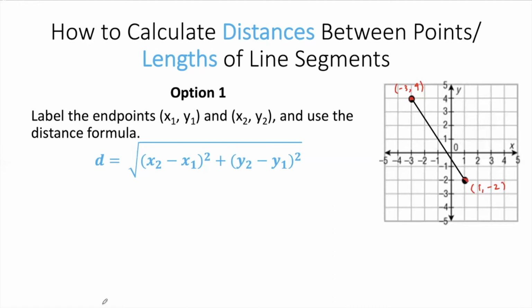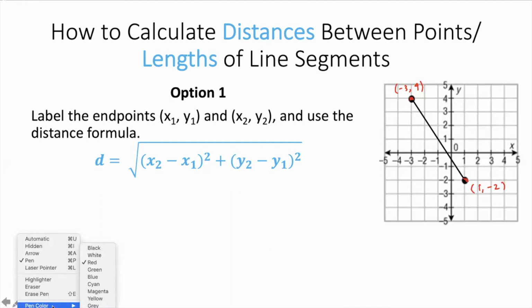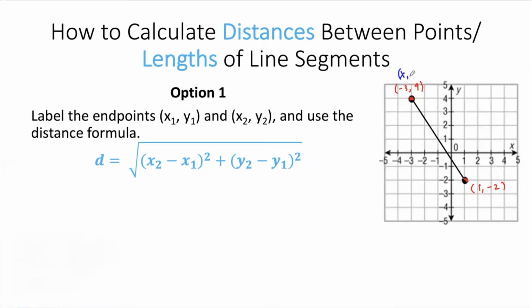So if we label one endpoint with the coordinates x1, y1, and down here, this point x2, y2, then we can see which numbers we need to plug into this equation. So for x2, we'd plug in 1, since that's the x2 value. For x1, we'd plug in -3. Essentially, you're finding the distance between the two x coordinates, squaring that, and adding it to the distance between the two y coordinates and squaring that, and then all of that gets square rooted.